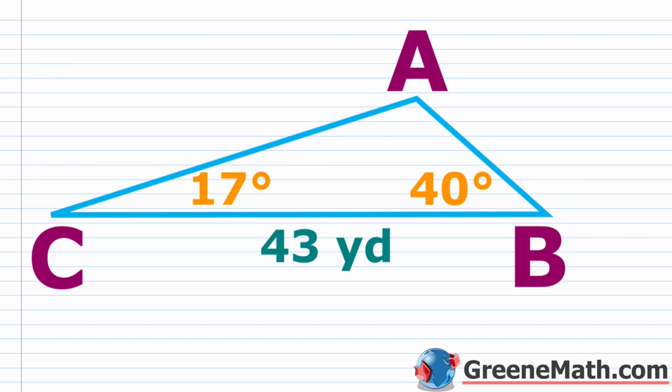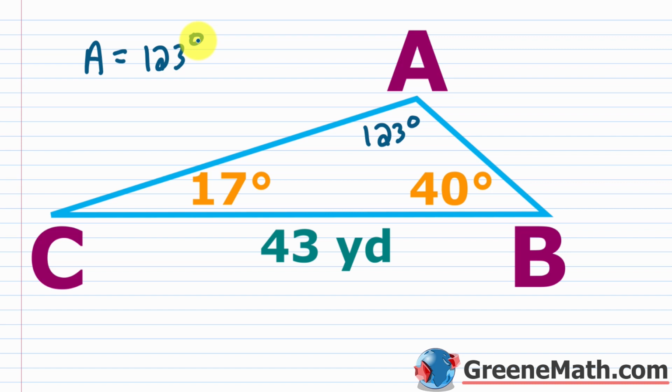So again, making a simple little sketch here, we'll see that we first want to figure out the measure of angle A. So just do 180 degrees minus 40 degrees. That would give you 140 degrees. And then subtract away 17 degrees. That would give you 123 degrees. So let's put that the measure of angle A is 123 degrees.